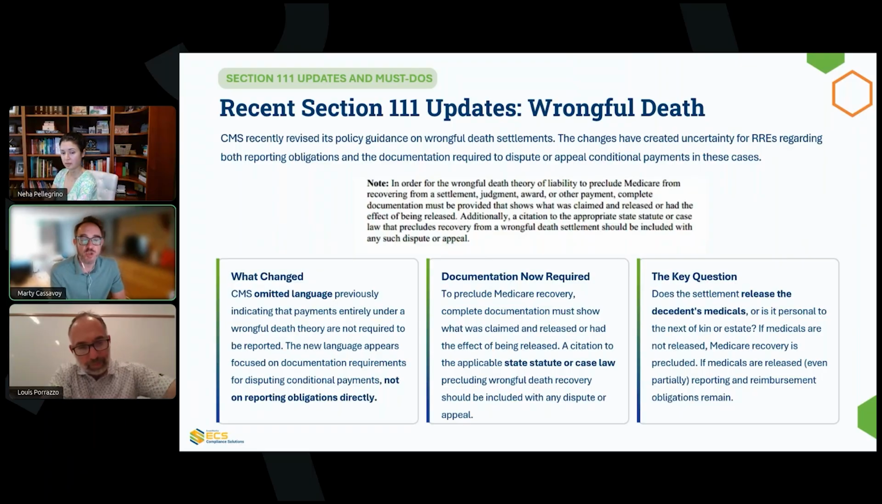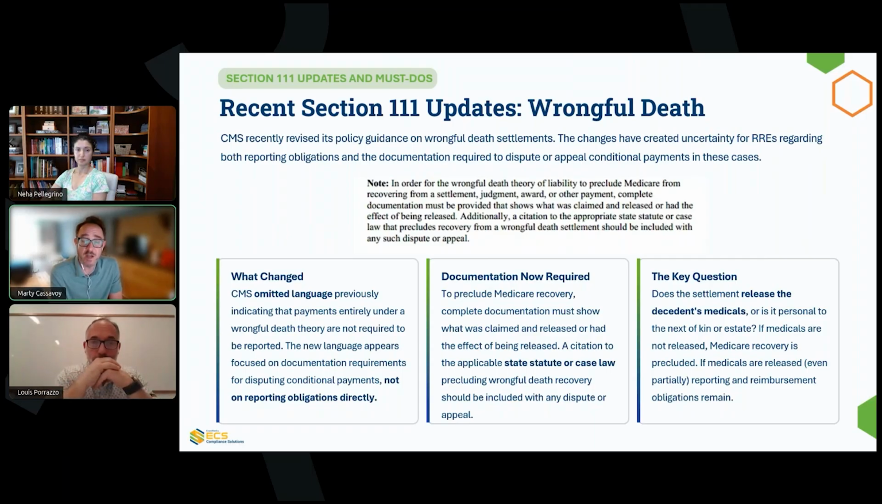Because at the end of the day, the most important question isn't whether you're recovering or CMS is recovering. The question from a Section 111 perspective, and where this should have lied, is the following. Does the settlement release the claimant or decedent's medicals? The person died. They had medical treatment prior to their settlement. There's a claim that was made. There's a settlement that occurred with next of kin, with the estate, with whomever, with Sammy Sosa. It doesn't matter who the settlement is with, but it's over a dead person.